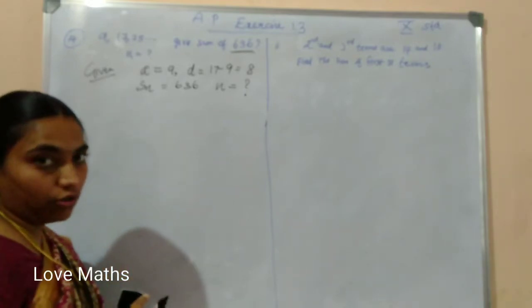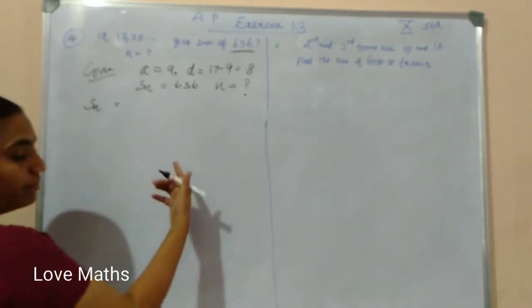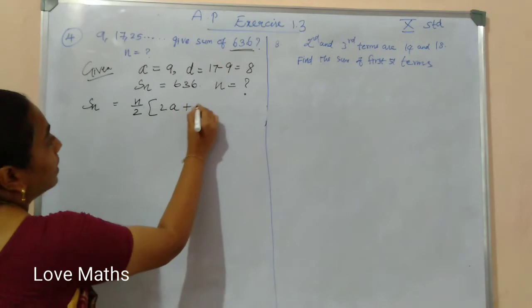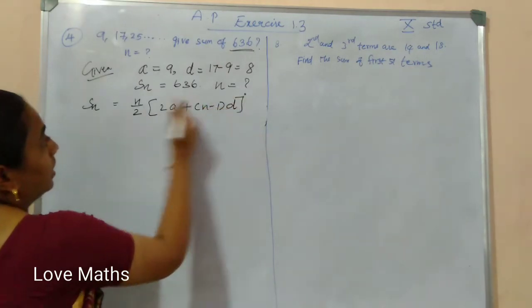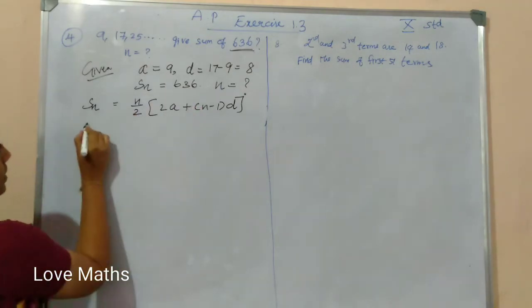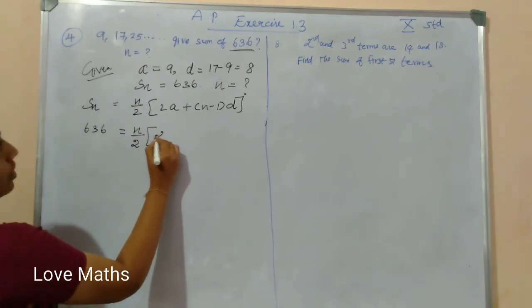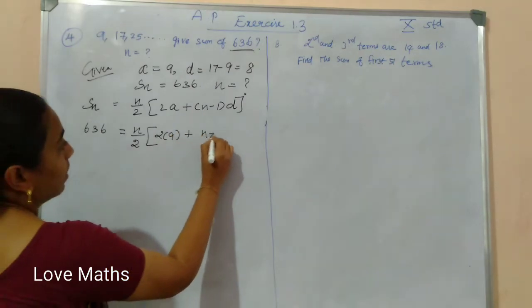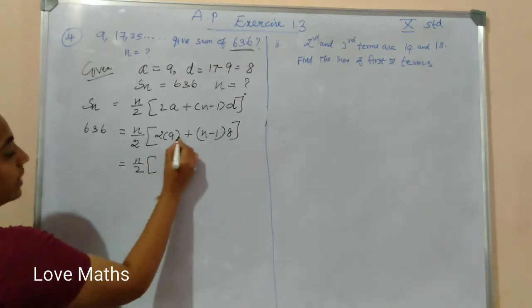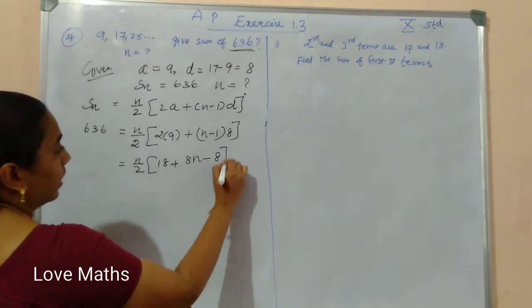But here l we don't know. So we use the Sn formula. If l is given, we use the second formula. Here l is not given. So n by 2 into 2a plus n minus 1 into d. In this formula, you substitute and simplify, and you can get the answer. Sn is 336. n we don't know. n by 2, 2 into a is 9, plus n minus 1, d is 8. Next, n by 2, 2 nines are 18, plus n minus 1 into 8.